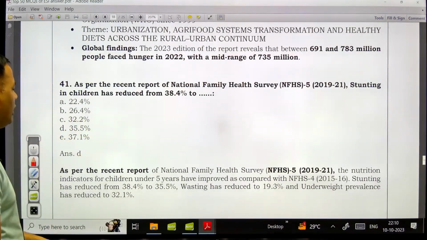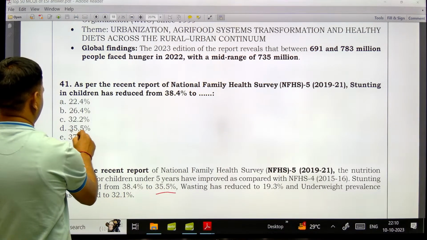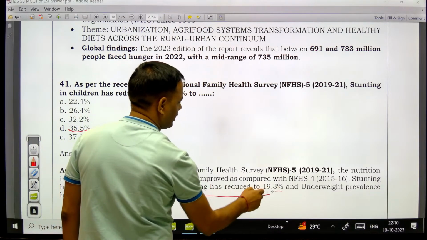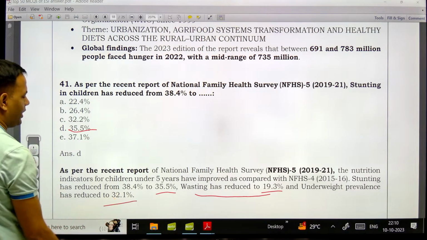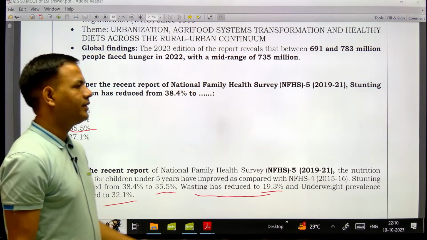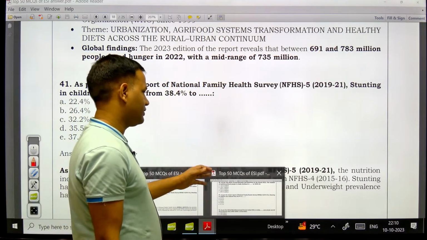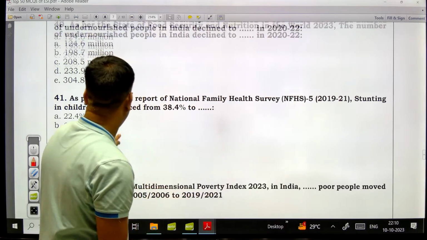It is 35.5%, and wasting is 19.3%, and underweight prevalence is 32.1%. This is again an important fact. So this is important data of NFHS, the National Family Health Survey.